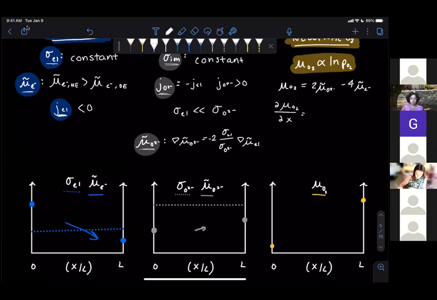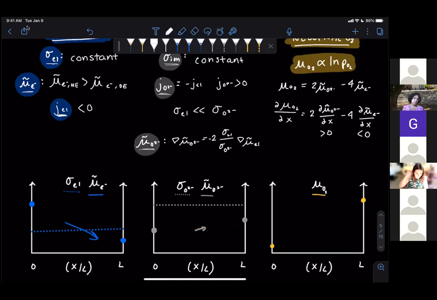Cool. So from this relationship that we have here, we can continue on and say that if we take the gradients of these, we'll have the same relationship. So d mu O2 dx equals 2 d mu of the ions dx minus 4 d mu of the electrons dx. So we've already decided that the gradient in electrochemical potential of the ions is greater than 0. We have that right here, it's greater than 0. And for the electrons, it's less than 0.